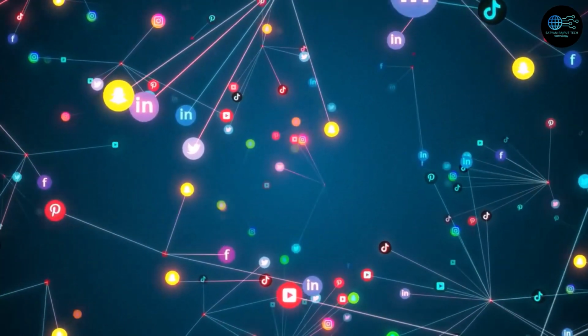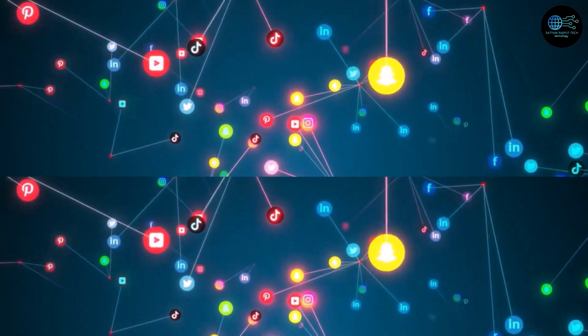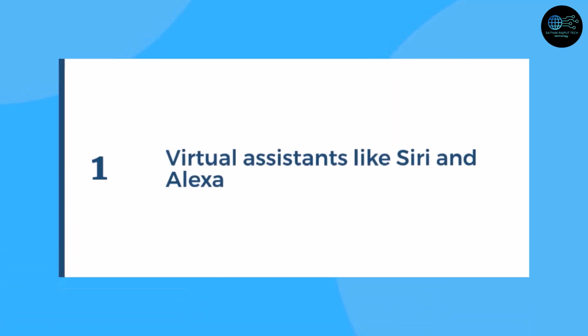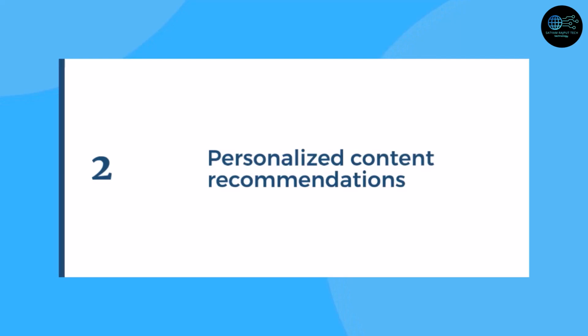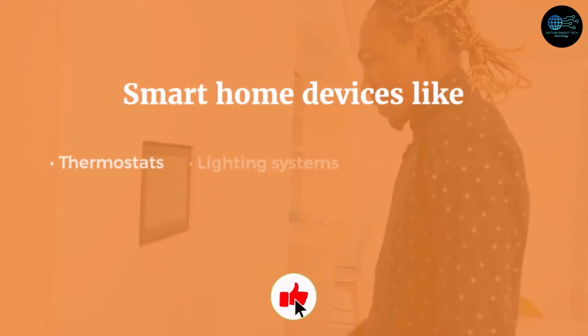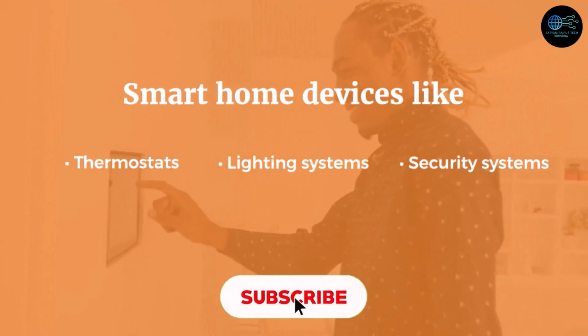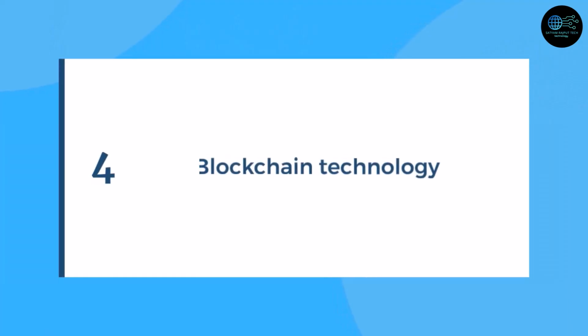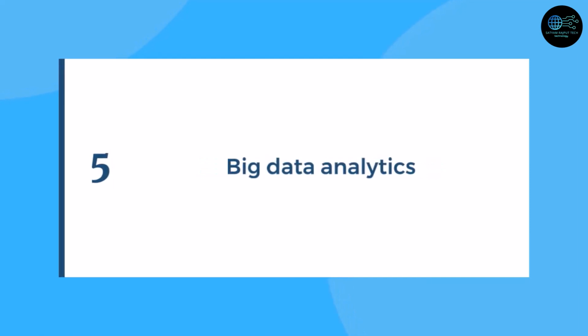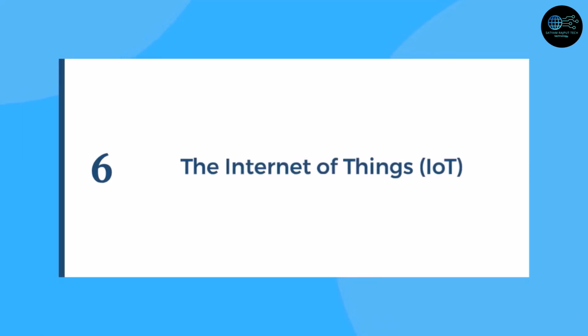Here are some examples of Web 3.0 technologies. 1. Virtual assistants like Siri and Alexa. 2. Personalized content recommendations. 3. Smart home devices like thermostats, lighting systems, and security systems. 4. Blockchain technology. 5. Big data analytics. 6. The Internet of Things, IoT.